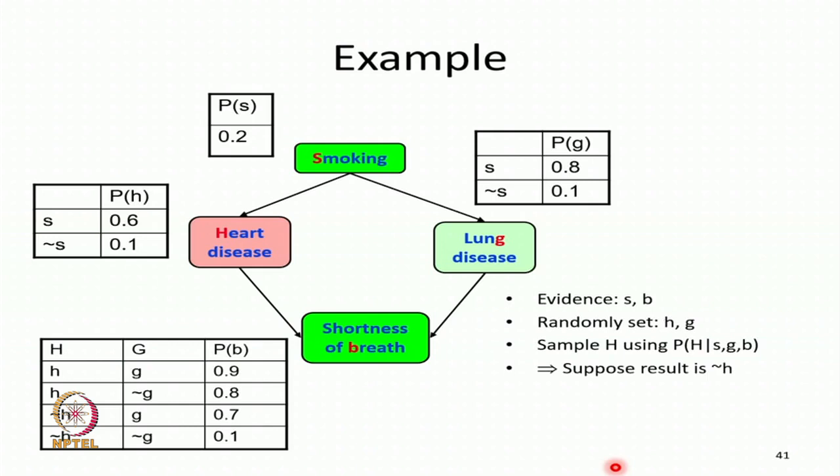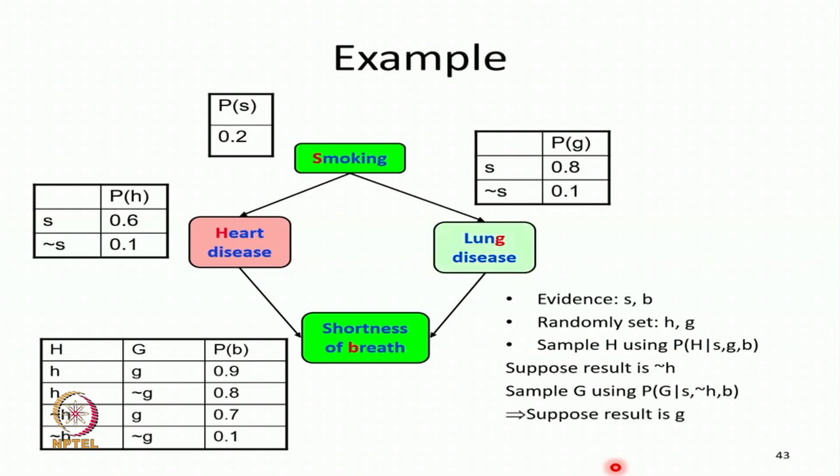Now, let us say I repeat, by sampling another variable, let us say I sample lung disease. When I am sampling lung disease, I will sample it given S, B, which are evidence, and not H, because that is my previous state. And again let us say I sample, suppose the result is G. So, my new sample is S, B, not H and G, and I keep generating these samples and so on and so forth.